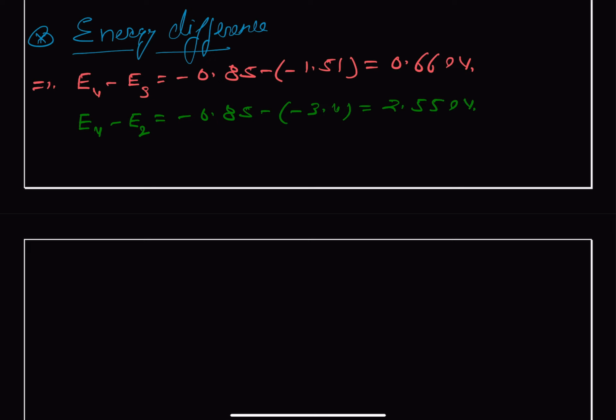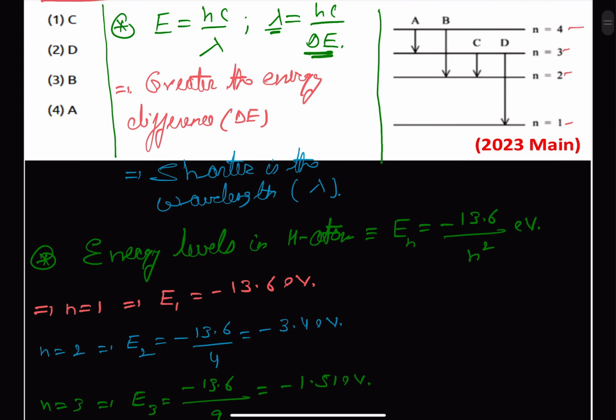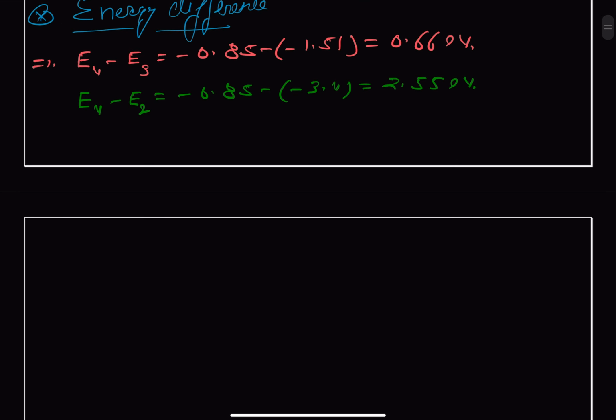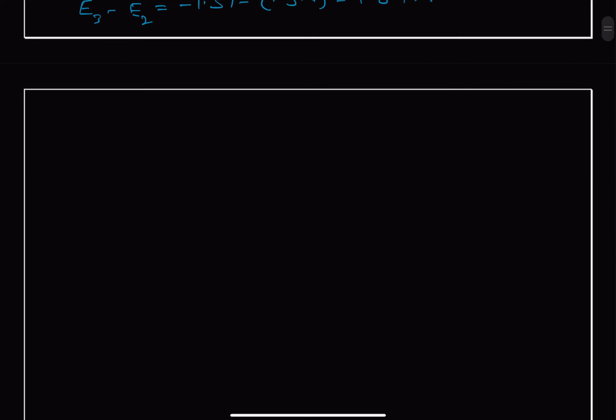Next is our E3 and E2. E3 is minus 1.51 minus of minus 3.4. This will give us 1.89 electron volt. And finally we find E3 and E1, which is equal to minus 1.51 minus of minus 13.6, which gives us 12.09 electron volt.